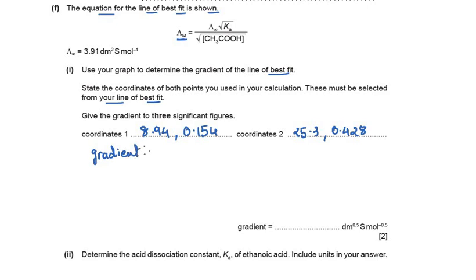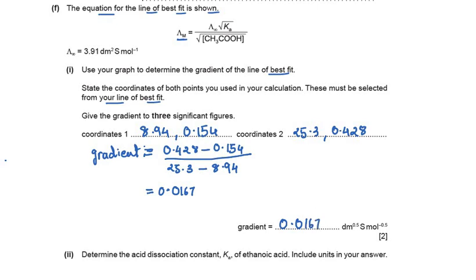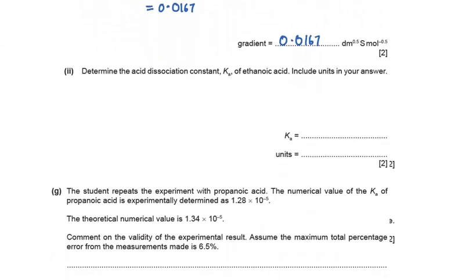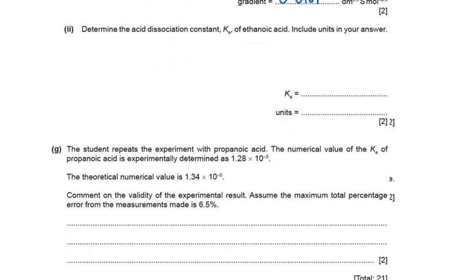Now gradient for these points is, as I understand, y2 minus y1 upon x2 minus x1. So here we have 0.428 minus 0.154 divided by 25.3 minus 8.94, and this gives us the answer as 0.0167. Now this is the gradient, so here we write 0.0167, that's the gradient.